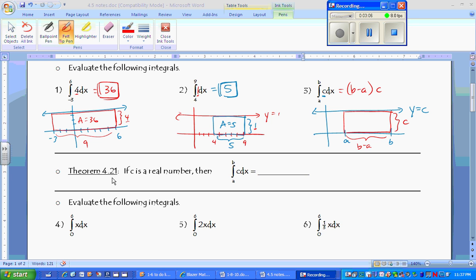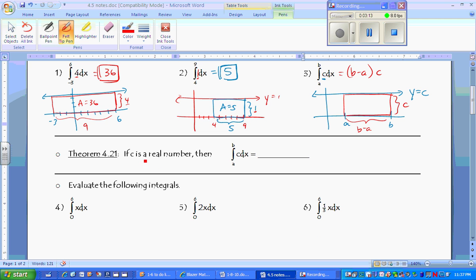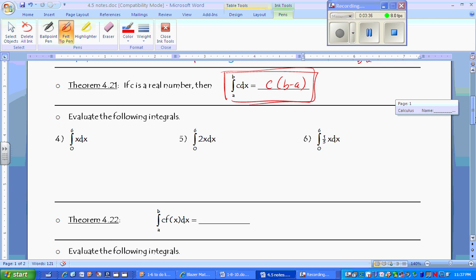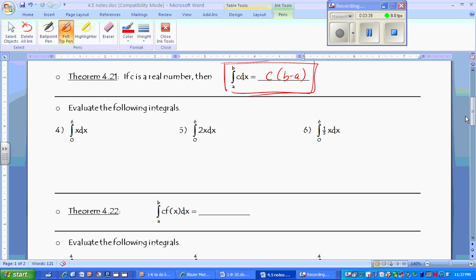So down here, theorem 4.21, we pretty much showed that one with number 3. It's the same thing. If c is a real number, that constant there, and we're taking the definite integral from a to b of c, then that's just going to be equal to c times b minus a. Alright, so that works for any type of constant, any definite integral like that. Now, for the next 3, a little bit different, but it's going to help us with theorem 4.22.